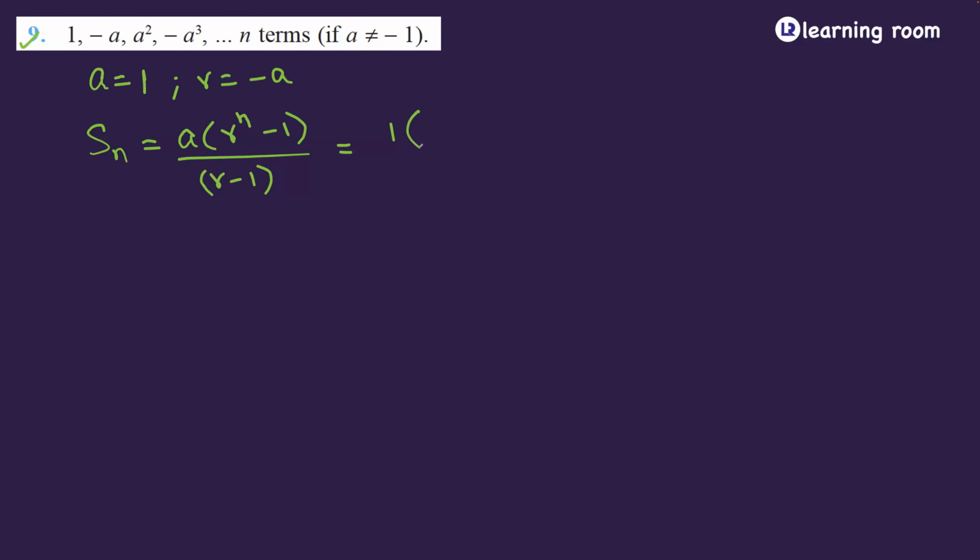1 into r is how much? So minus a to the power n minus 1, the whole divided by minus a minus 1. And they have told that a is definitely not equal to minus 1. Right? So you take the minus outside, but here you cannot take the minus outside. See, if the value of n is odd, then this will become minus. If the value of n is even, then it will become plus. So I cannot take the minus outside common from here. From here, you can take it.